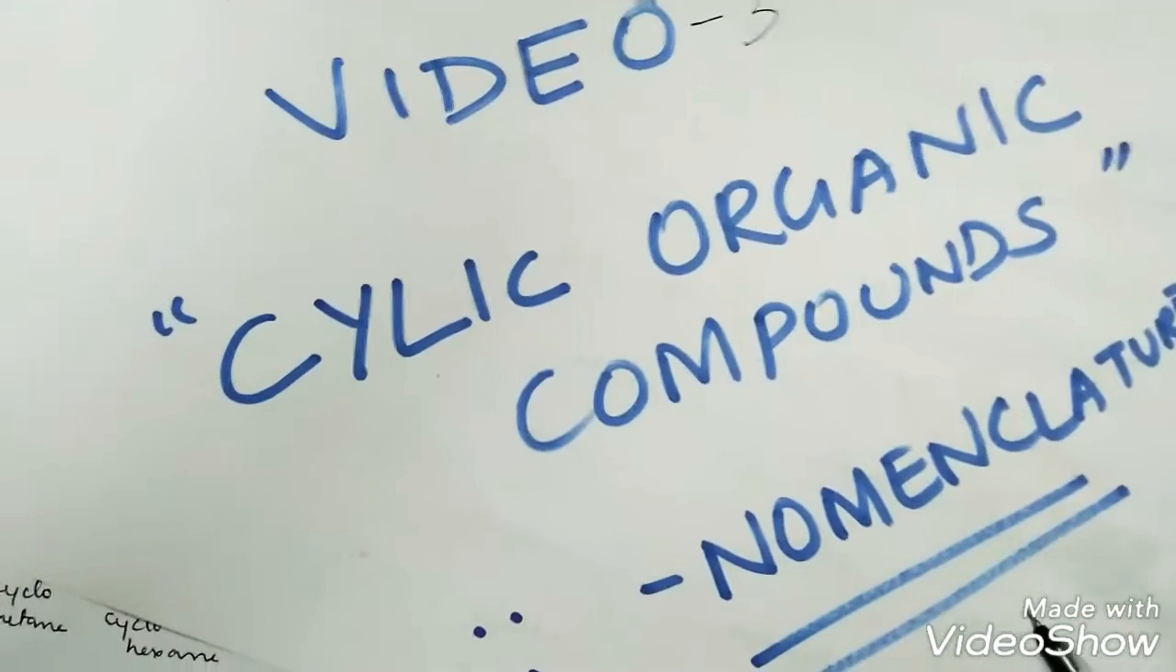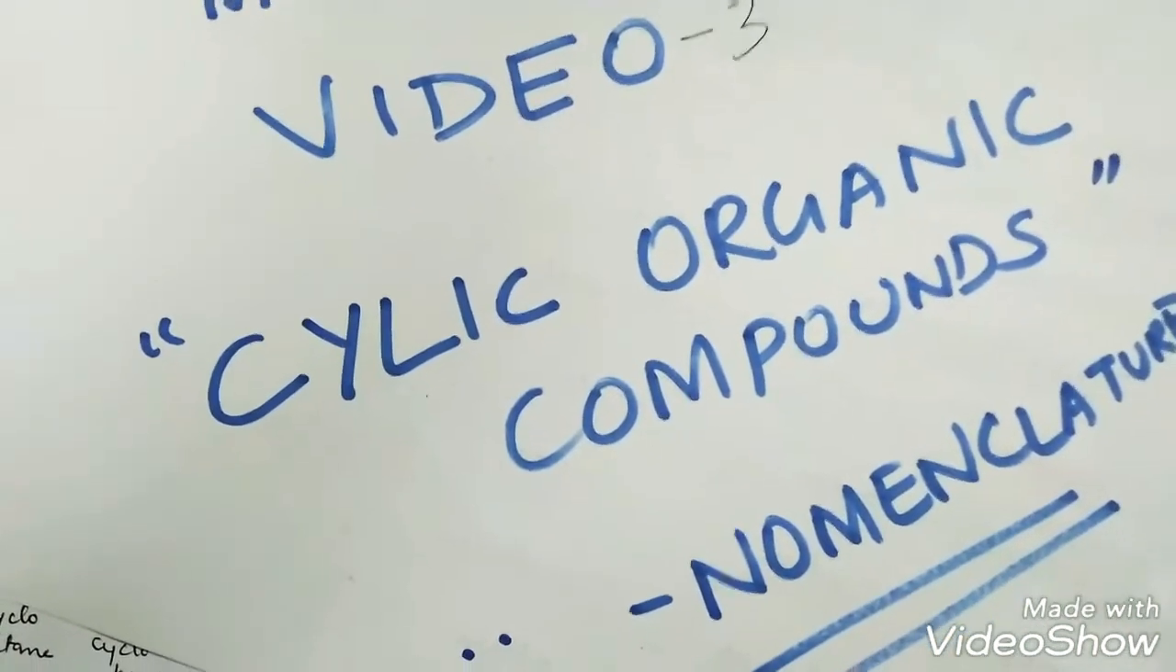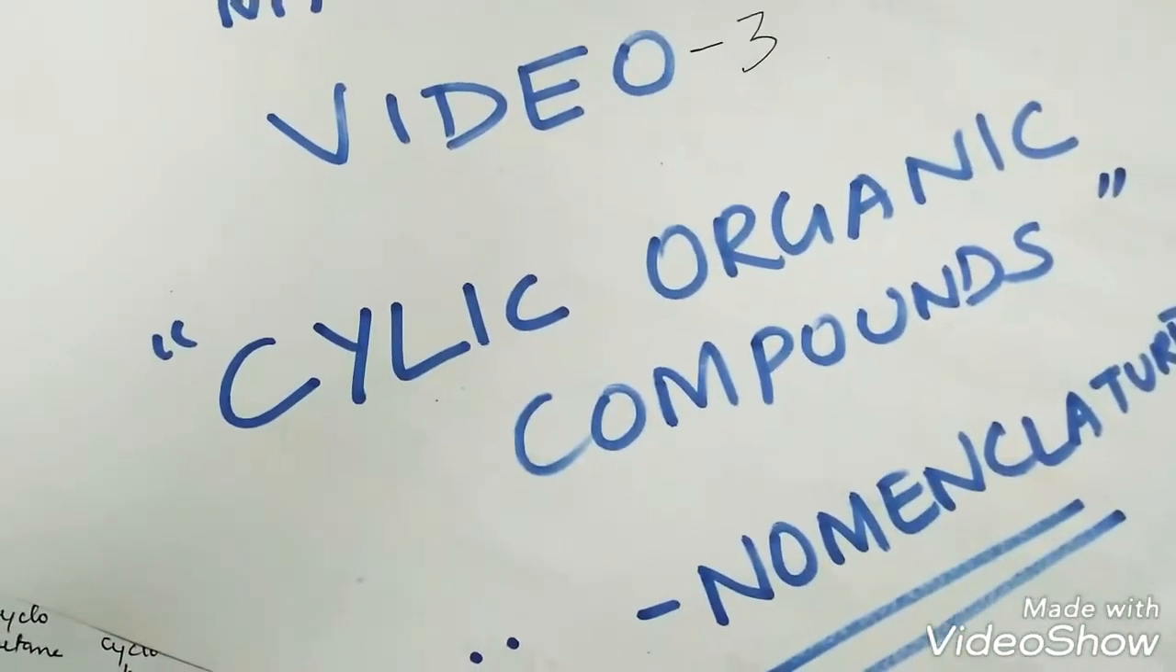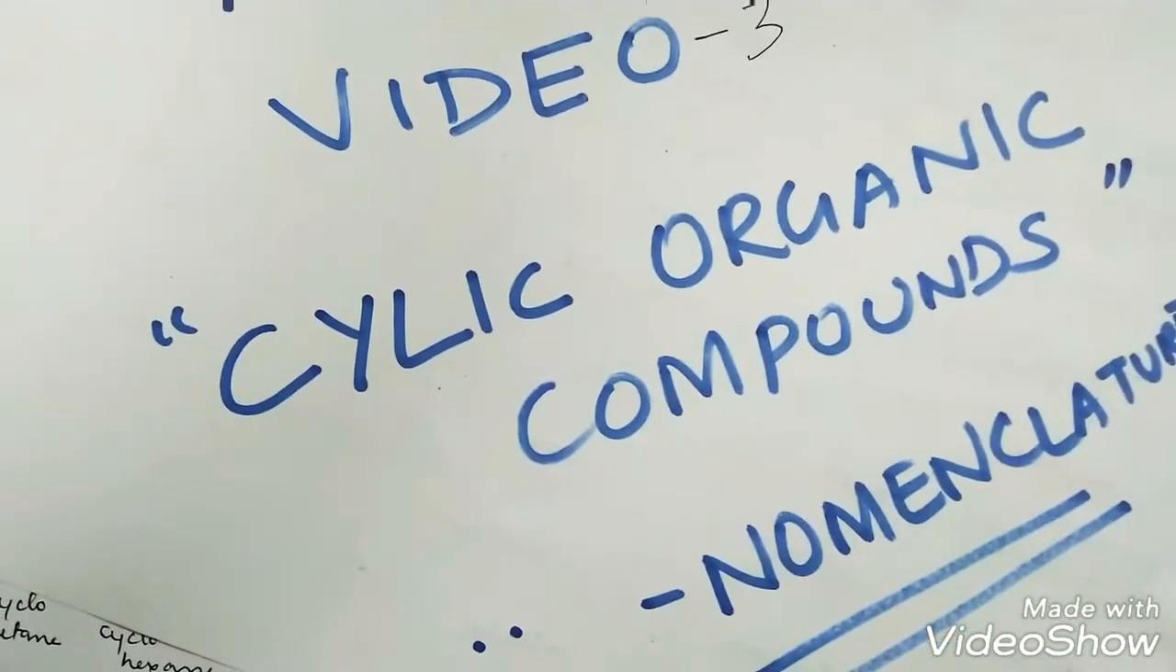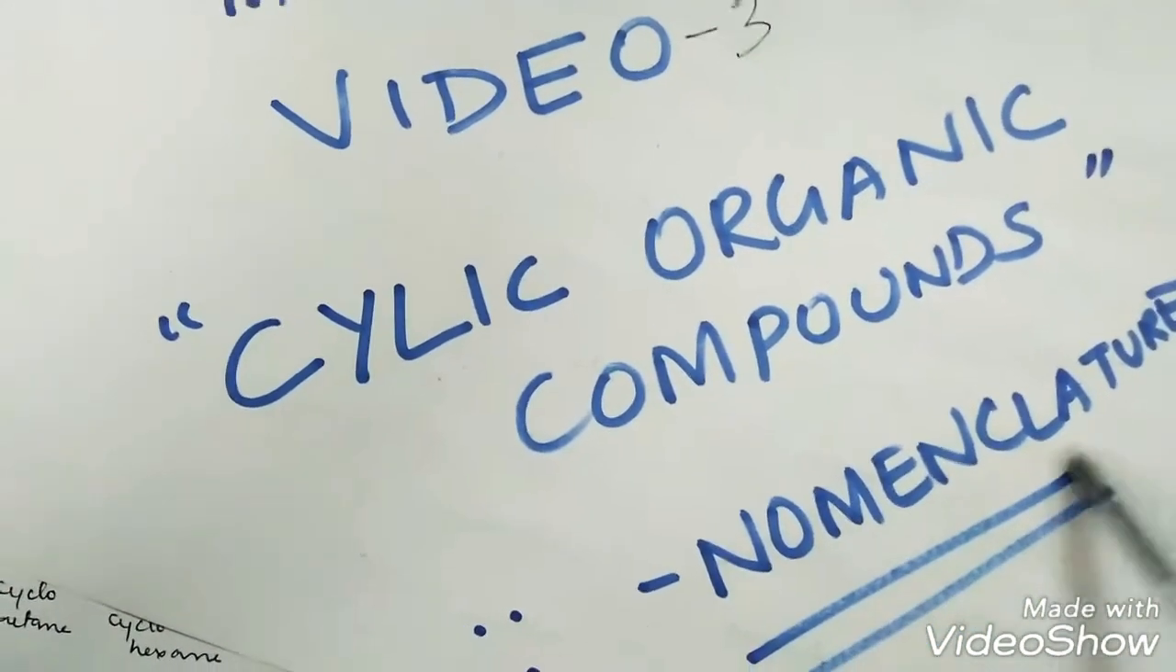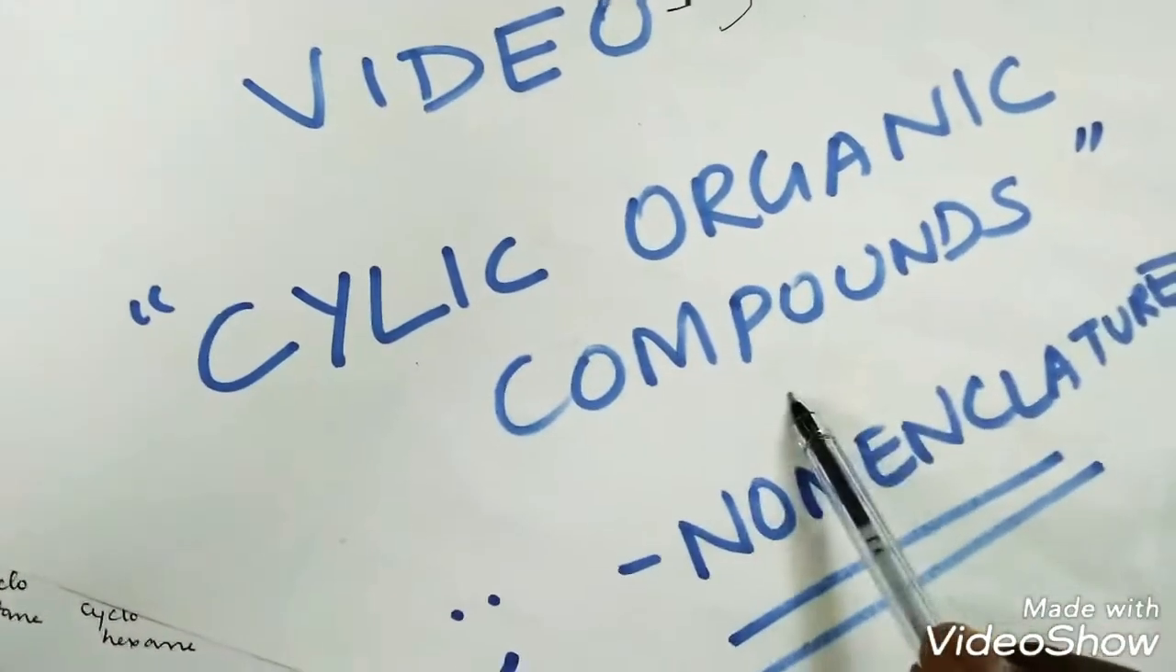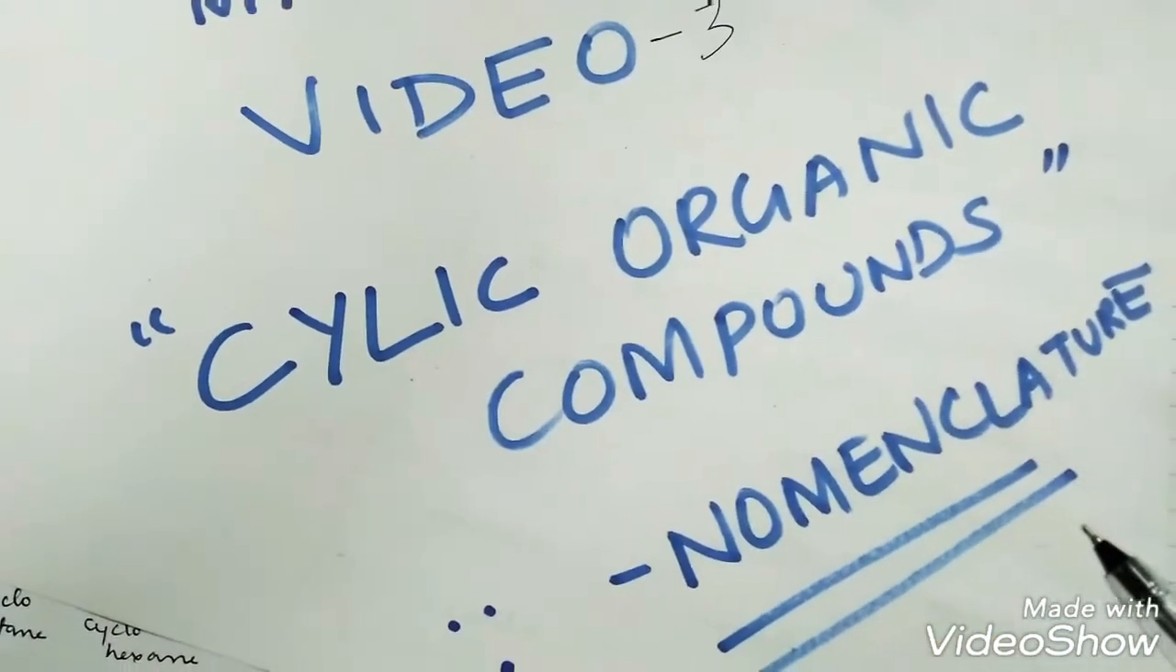So in my lecture number 3. Last time we saw the IUPAC nomenclature of the functional groups, and in my next video I'll be explaining the nomenclature of the cyclic organic compounds. So let's move on to this.